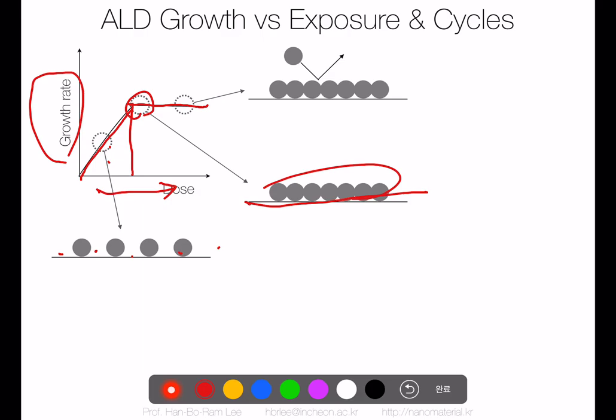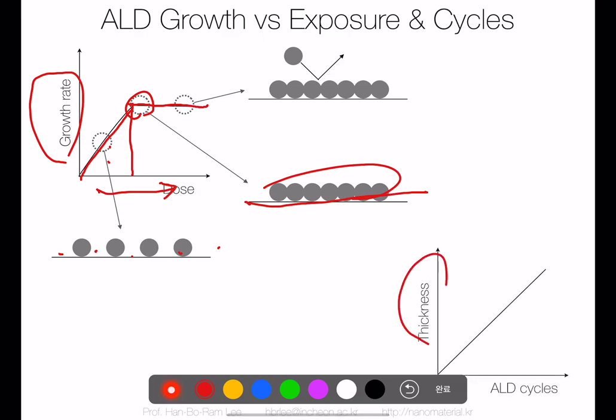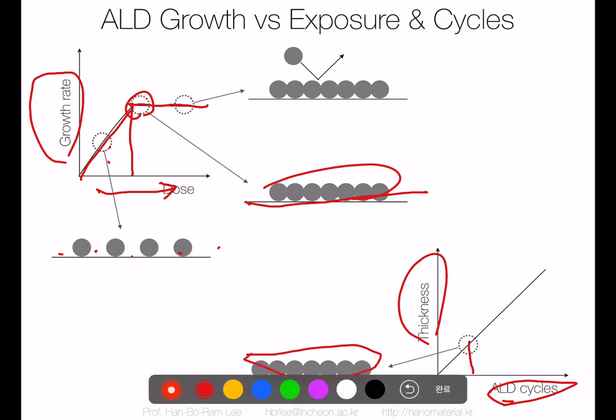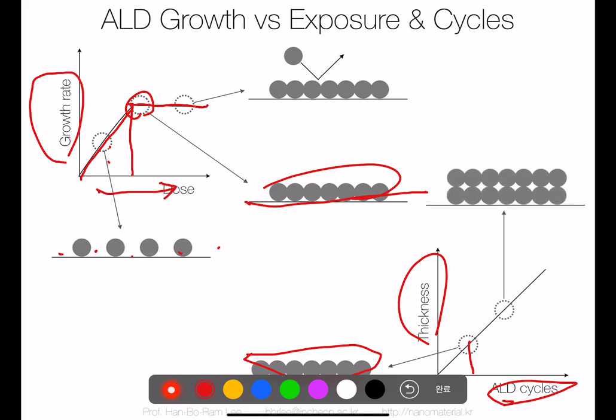And most researchers just show this saturation curve to show that their process is an ALD process. So this is thickness versus ALD cycle. You may expect that once you do 10 cycles, you can have 1 nanometer, and 20 cycles, you definitely have 2 nanometers. So this is very linear growth. If you increase the number of growth cycles, we can linearly increase the thickness. So this is the very typical one.